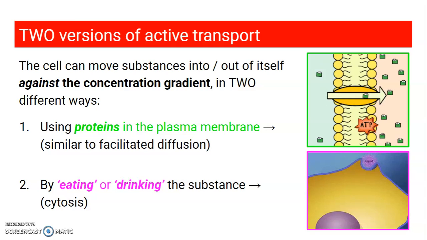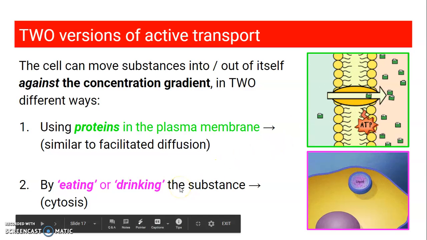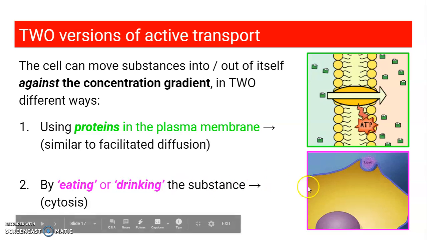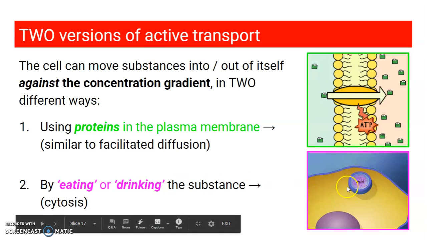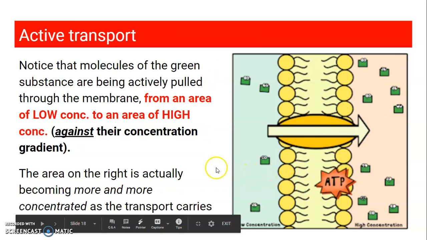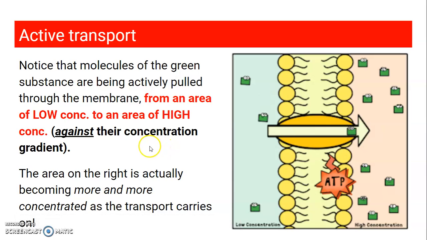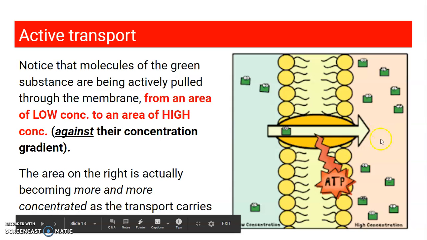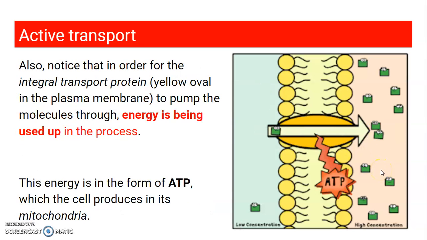using up cellular energy. The second type that we'll cover next is called cytosis, and it is the act of the cell basically eating or drinking very large quantities or large molecules of a substance. Notice that the molecules of the green substance are being actively pulled through the membrane from low to high concentration. Okay, so the area on the right, or inside the cell in this case, is becoming more and more concentrated as the transport carries on.